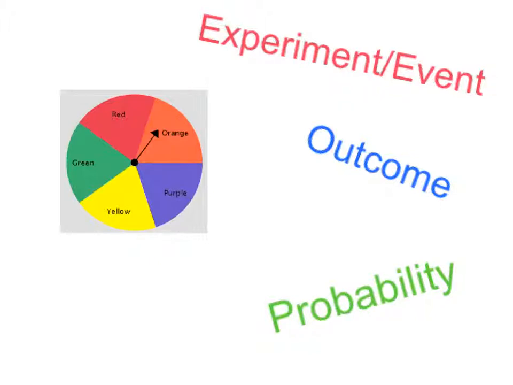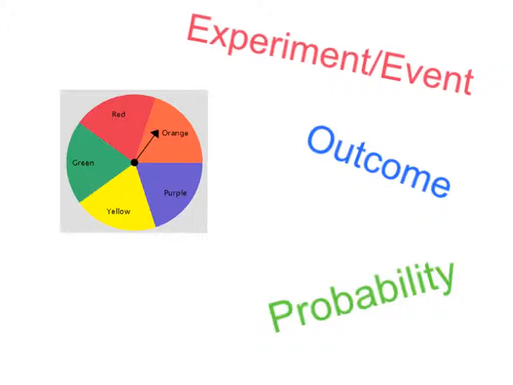When we use the word experiment or event, we're referring to something that has more than one outcome, an event that has more than one outcome. And when we use the word outcome, we're talking about the different results that could be possible from that event or experiment. And when we use the word probability, we measure how likely it is that one of those outcomes would occur. So let's break that down and talk about it as we walk through this spinner over here.